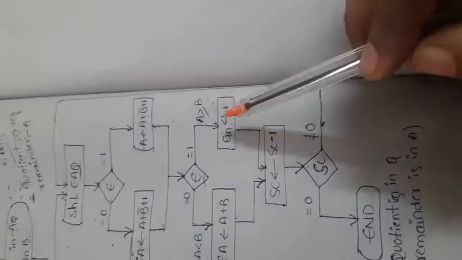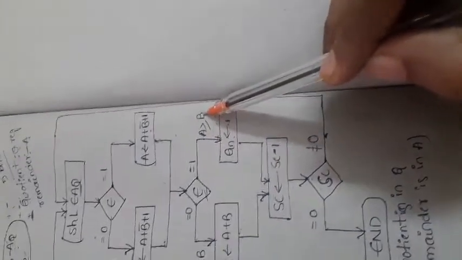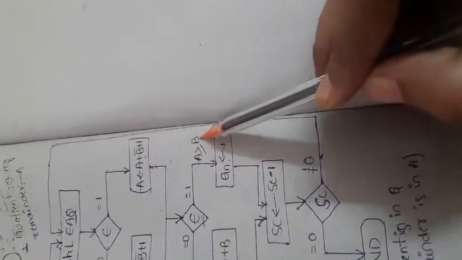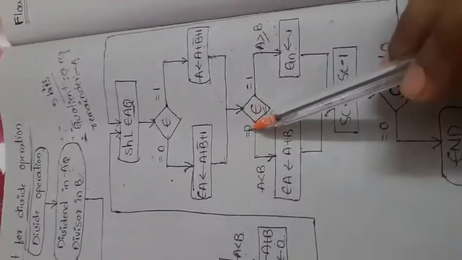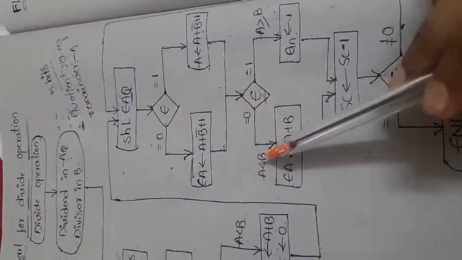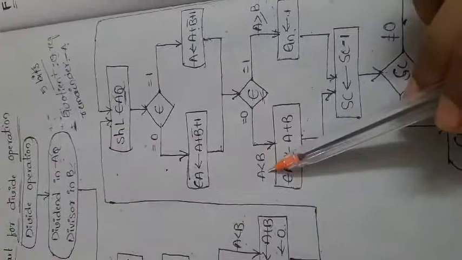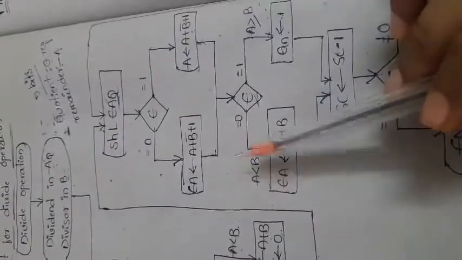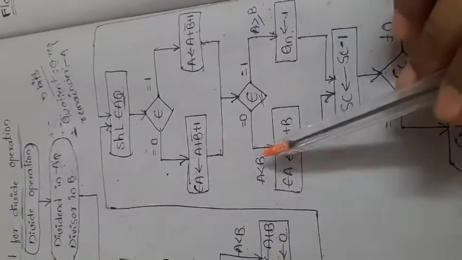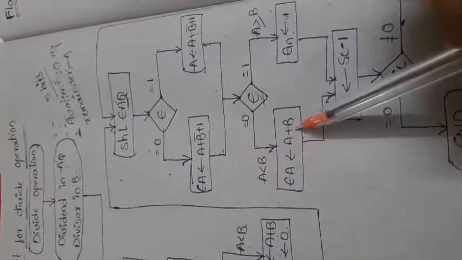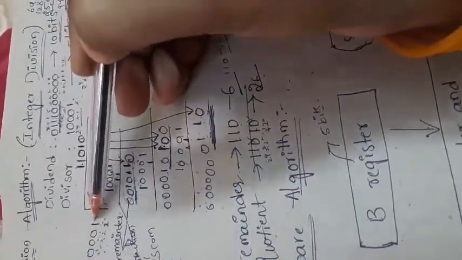So whenever this A greater than B condition is raised, subtraction is possible and automatically the coefficient value will be 1. If E is equal to 0, what happened? A will be lesser than B. In that case, subtraction is not possible because the dividend is lesser than the divisor number. So for that case we can go with the addition operation.